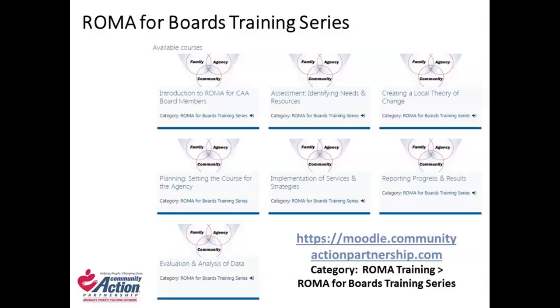So there's a specific segment on analysis of data for board members. And then we have a segment on creating a local theory of change as well. So you can go to moodle.communityactionpartnership.com and go to our Roma training category to find both of those training series.